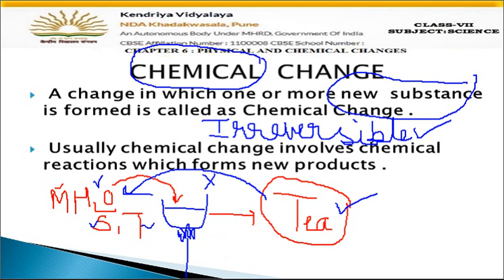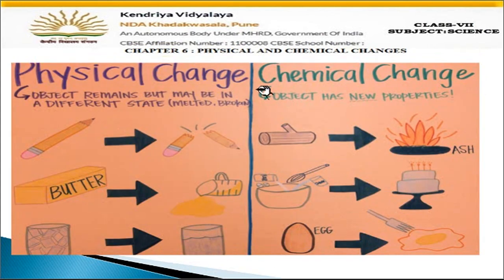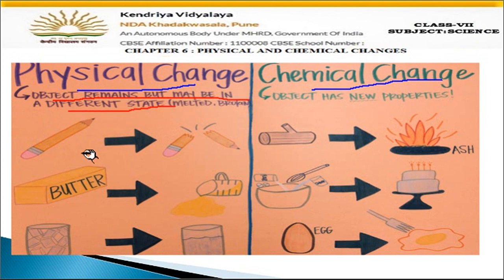Okay. Now let us try to find out with some more examples. Here you can see there are two columns given, one for physical change and the other for chemical change. So let's see what is physical change first. In the physical change, the object remains the same but may be in a different state. Okay, so only the state changes. Sometimes size changes, sometimes color changes, sometimes structure can be changed, right? So the first example you can see here is a pencil.